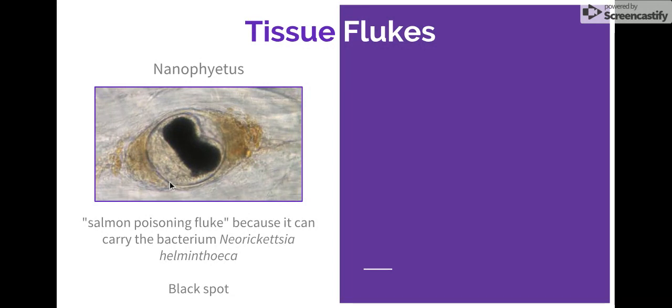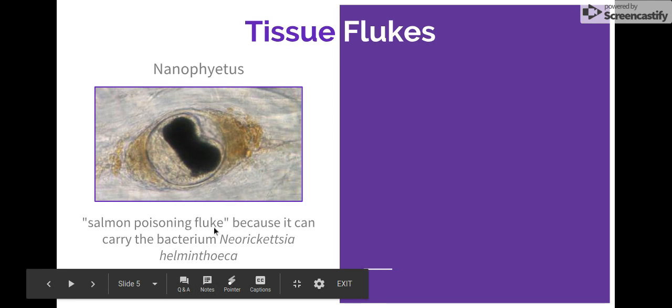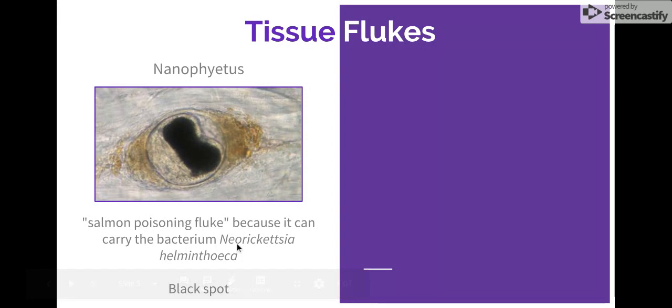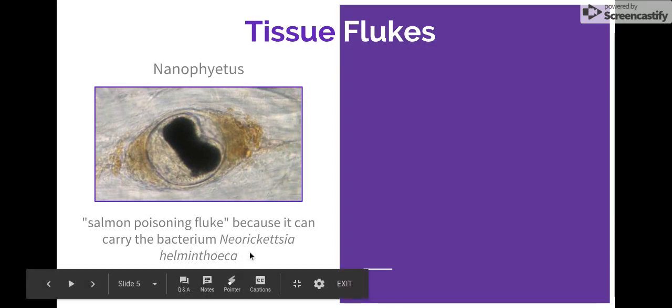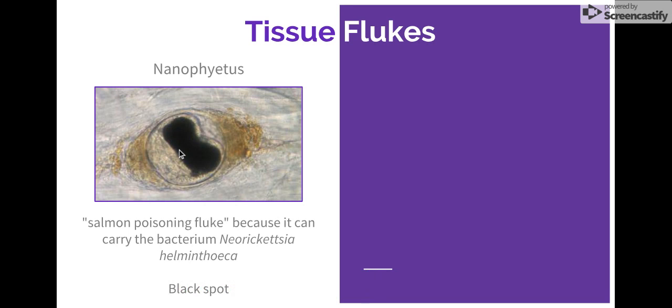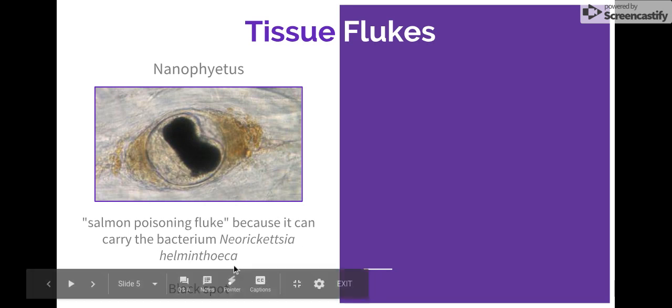And it itself isn't very harmful, but it is also known as a salmon poisoning fluke because it carries a bacteria, sometimes called Neorickettsia helminthoeca. And so that bacteria is actually rather dangerous. So if a human, more commonly a dog or some animal like that, eats it, the cyst won't be the problem, but this bacteria is quite a big issue.